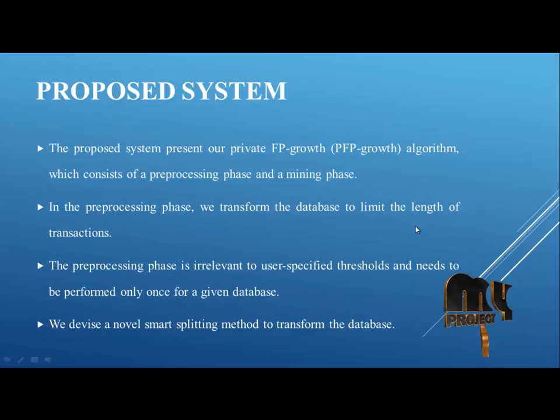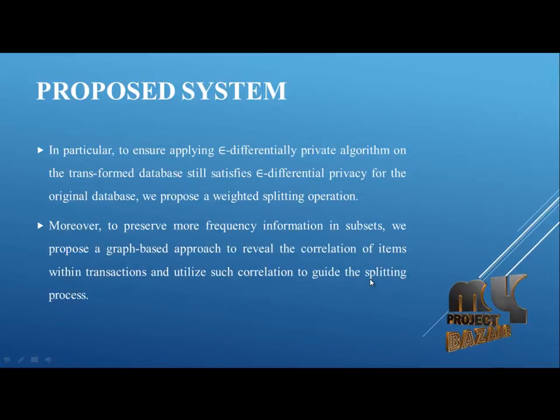And the proposed system. The proposed system presents our private FP-growth algorithm, which consists of a pre-processing phase and a mining phase. In the pre-processing phase, we transform the database to limit the length of the transactions. The pre-processing phase is irrelevant to user specified thresholds and needs to be performed only once for a given database.